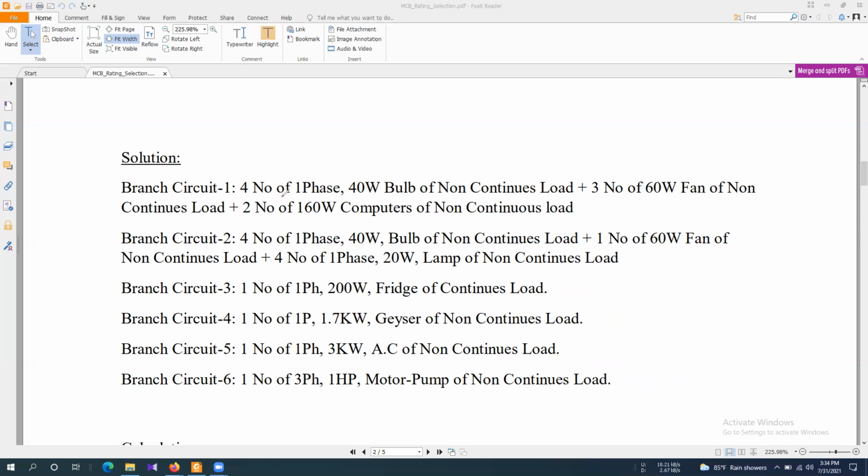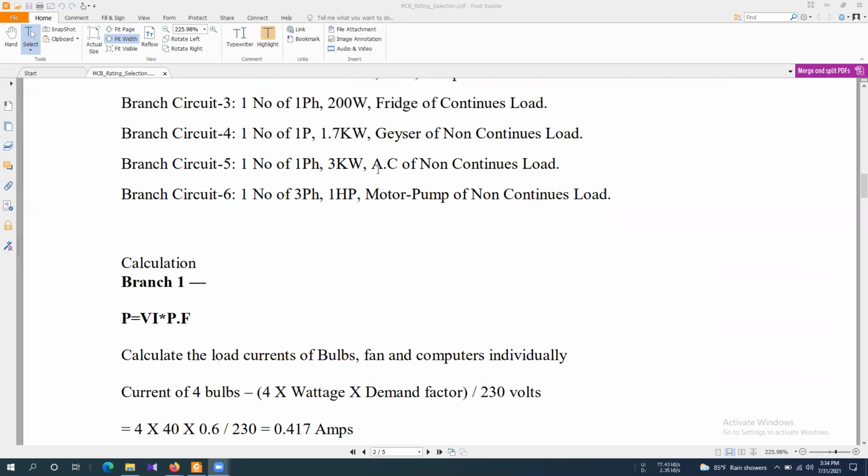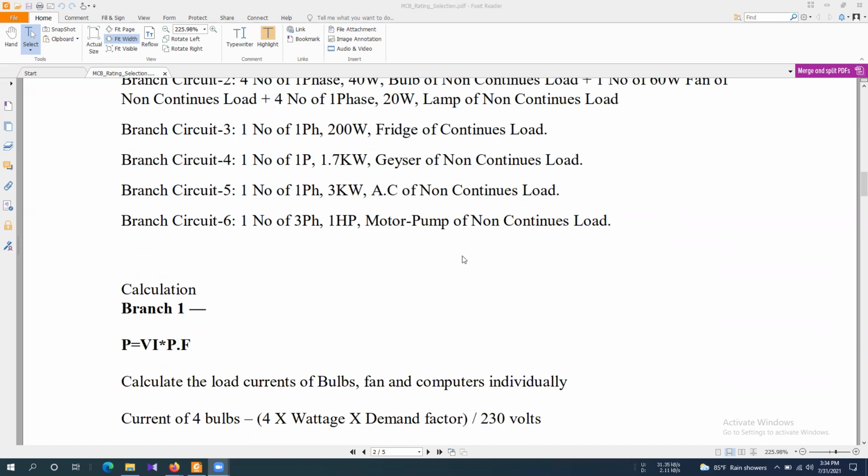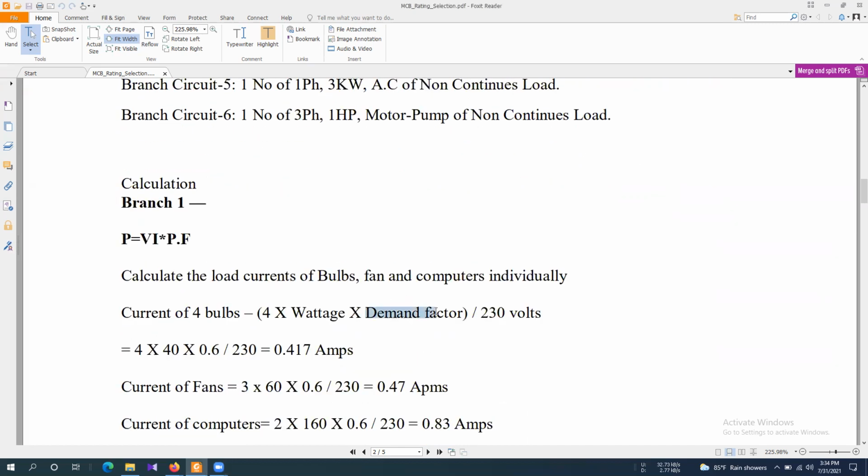Now, this branch current calculation can be done in 2 ways. One is considering the demand factor. You already know what the demand factor is from power systems. Sorry, not the diversity factor, the demand factor. You can assume a demand factor, or you can simply consider the demand factor as one. There are 2 ways.